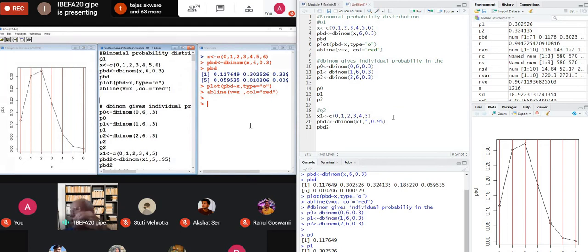So whatever probability you got is shown on the graph. Clearly, for X is equal to 2, the probability is very high. This is the concept we used in testing of hypothesis also. Question, if any?